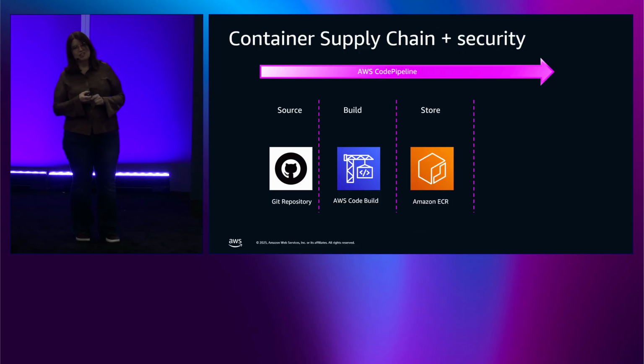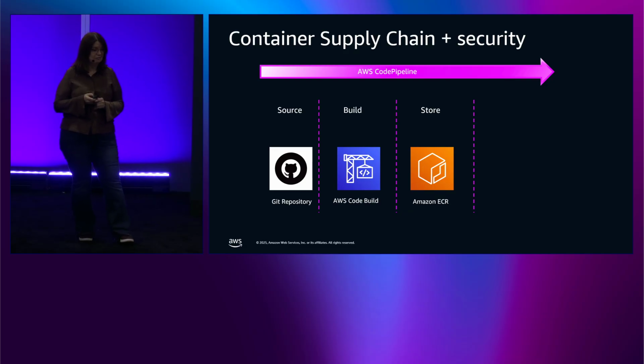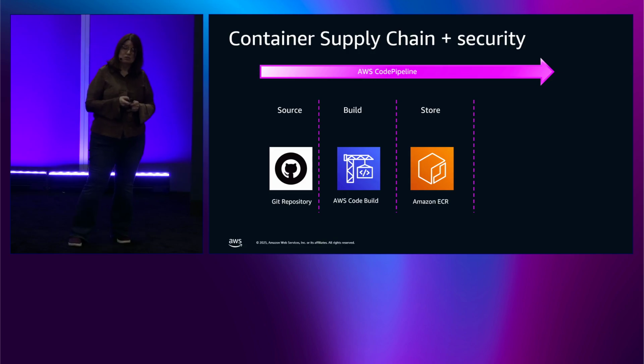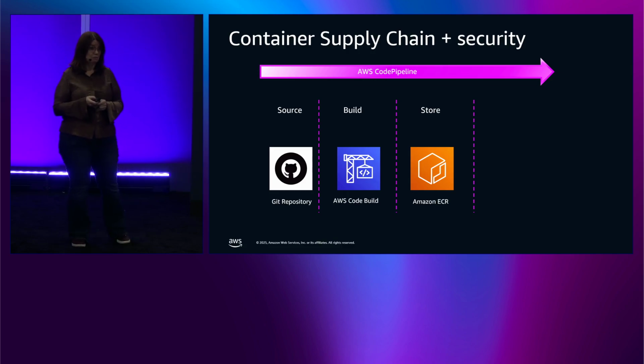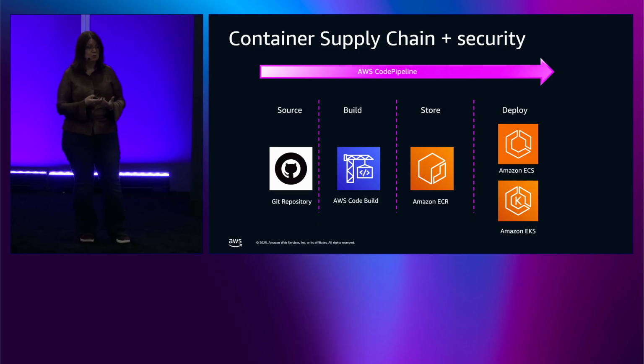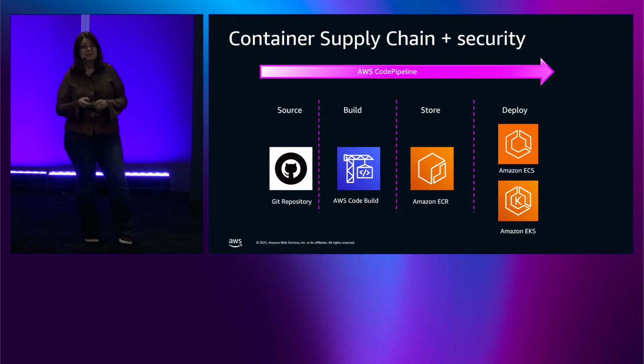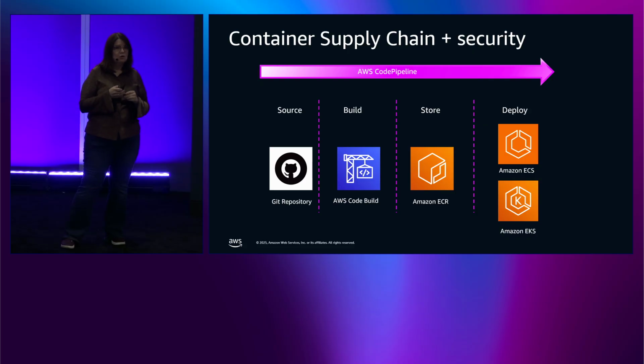So let me introduce you to the secret weapon for your container security in your build supply chain, and that is Amazon Elastic Container Registry. It not only stores your container images, but it can also check them for vulnerabilities. And finally, we're going to deploy our container images using your orchestrator of choice. Now, within AWS, we have two main container orchestrators, and they are Amazon ECS, Elastic Container Service, and Amazon EKS, the Elastic Kubernetes Service. So once you've confirmed everything's good to go from the build point of view, then you want to get those images into your workload.